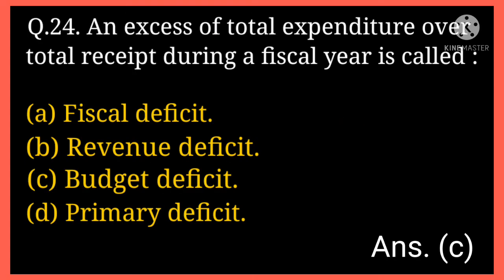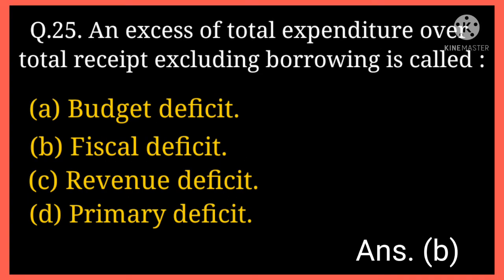Now the next question is an excess of total expenditure over total receipt during a fiscal year. What is it called? The answer is C, that is budget deficit, which is an excess of total expenditure over total receipt.